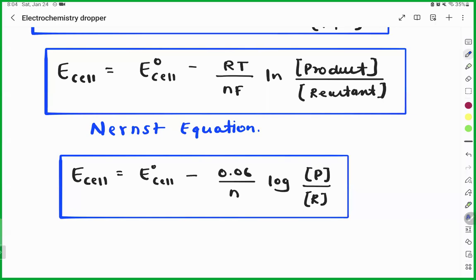Temperature we will calculate at a given value. We will calculate E cell at a given temperature. So what is the temperature in this situation? 298 Kelvin. This is standard. So guys, quickly send me this equation because we have to solve many questions using this equation.